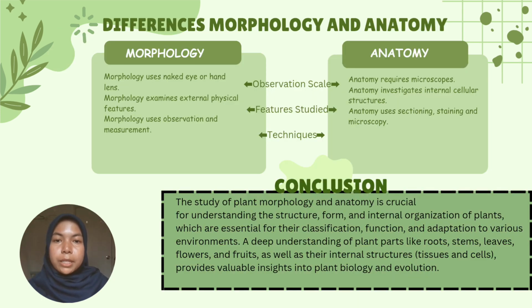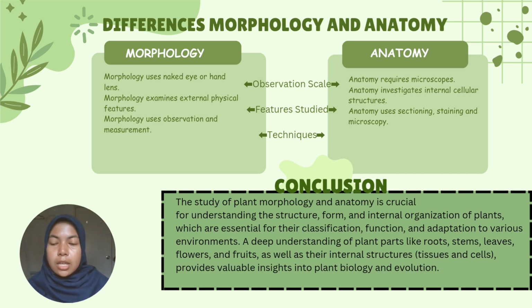Last, the difference between morphology and anatomy. In observation scale, morphology uses naked eyes or hand lens, while anatomy requires a microscope. In feature study, morphology examines external features, while anatomy investigates internal cellular structures. In techniques, morphology uses observation and measurement, and anatomy uses sectioning, staining, and microscopy.